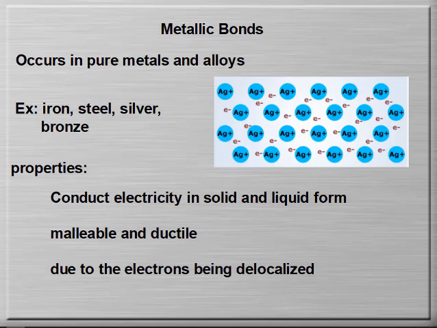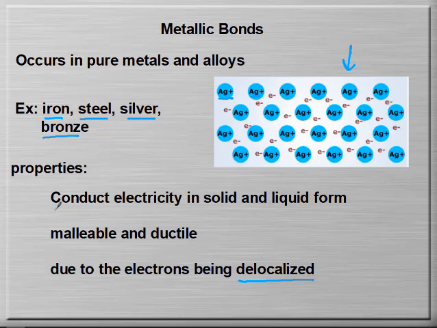Metallic bonds occur in pure metals and alloys. So we have pure metals such as iron and silver, and alloys such as steel and bronze. We'll be talking more about alloys later in this unit. This is a picture of what metallic bonding would look like. We have our positive ions, and our electrons are delocalized, meaning they're free to move around. So we basically have this sea of electrons that are going between the cations.